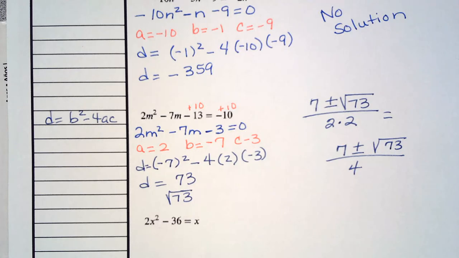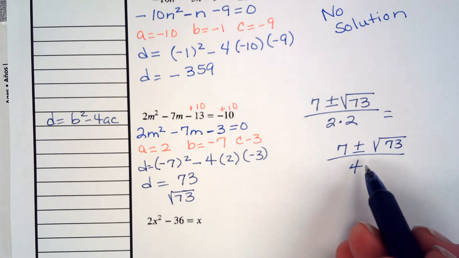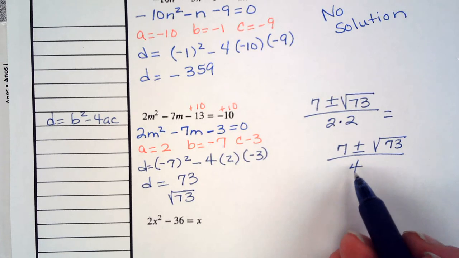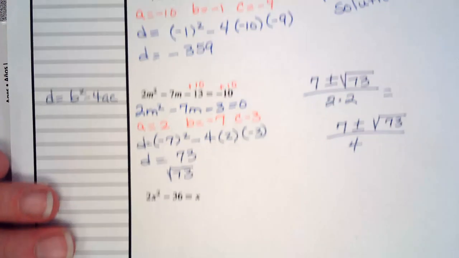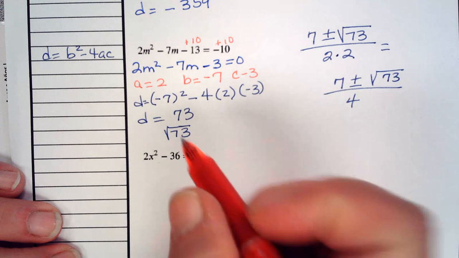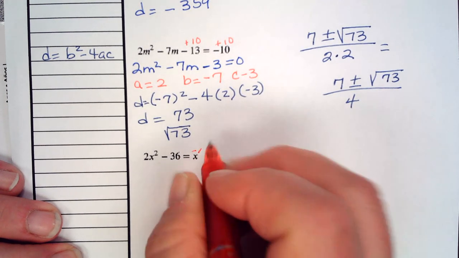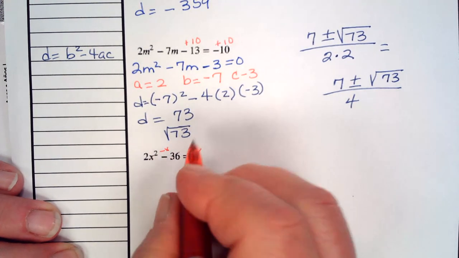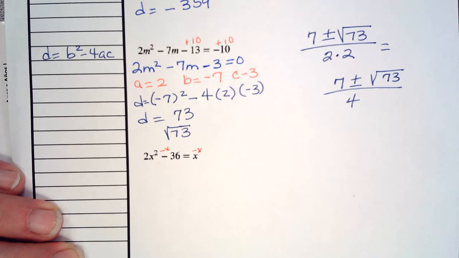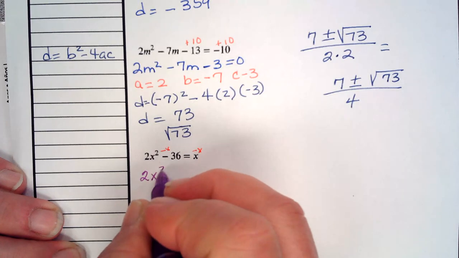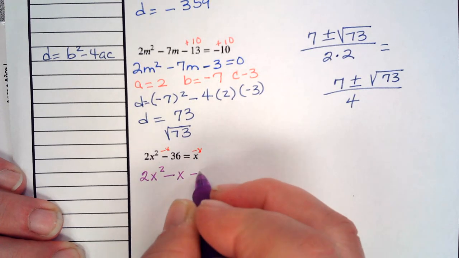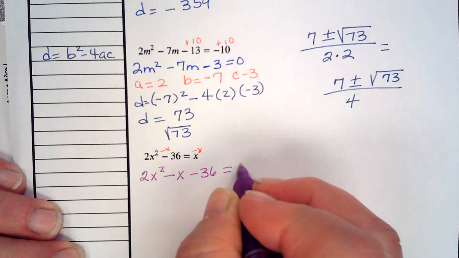The first example on this side had no solution. This one has 2 solutions, but they're irrational, and that's okay. So let's see what happens with the next one. It is not set up equal to 0, so I've got to subtract x from both sides. Two x squared minus x minus 36 is equal to 0.